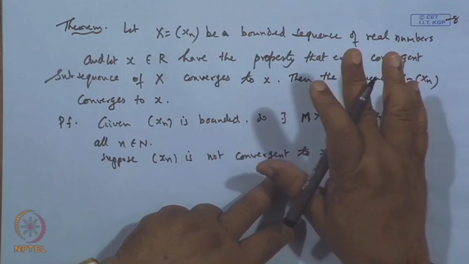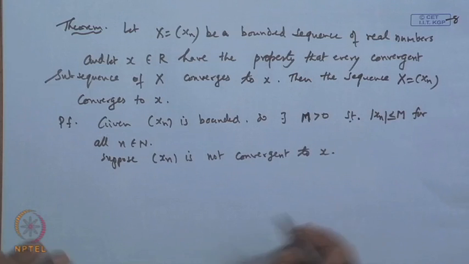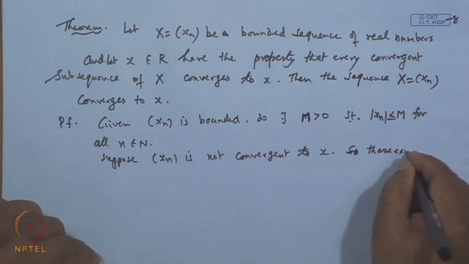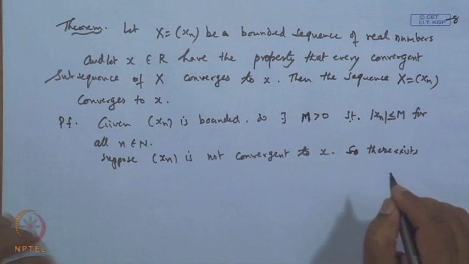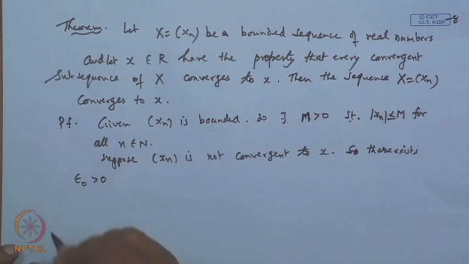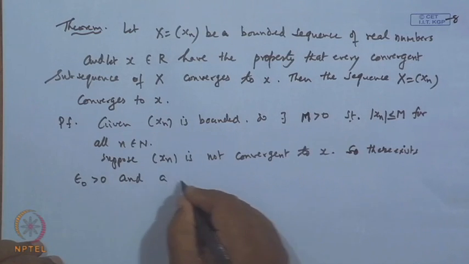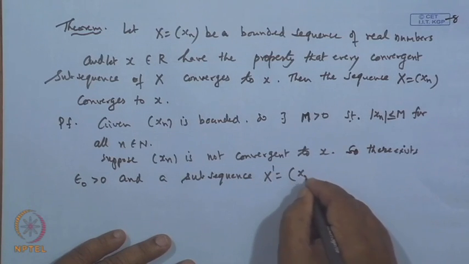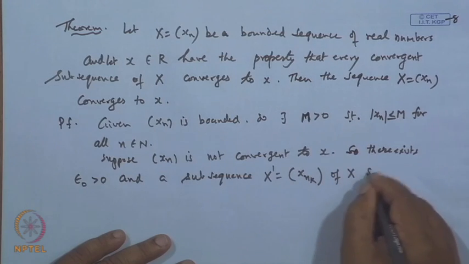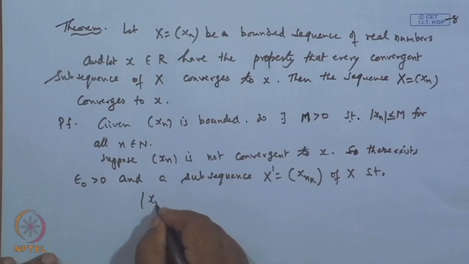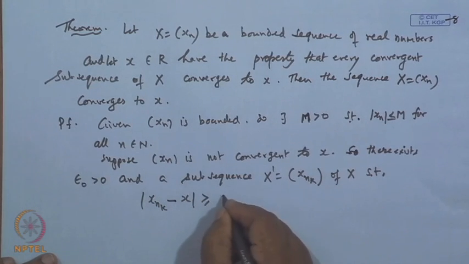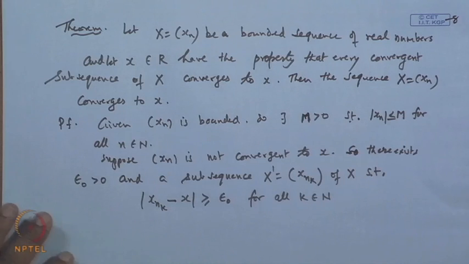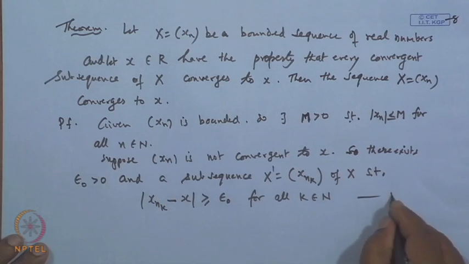So, we will apply the criteria which we had discussed for the diverging sequence. Then by the criteria we can say, there exists an epsilon naught greater than 0 and a subsequence x dash, which is x n k of x, such that mod of x n k minus x is greater than or equal to epsilon naught for all k belongs to the set of natural numbers N. Let it be 1.